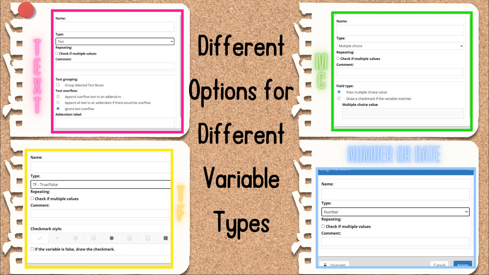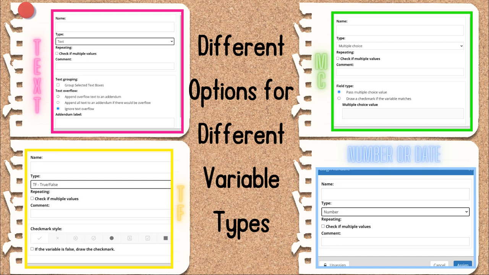Finally, we have multiple choice, shown here with the green surround in the upper right-hand corner of your screen. Multiple choice variables allow you to pass the actual value of the multiple choice variable or a checkmark. For example, you ask the user what their favorite color is. The options are pink, green, blue, and yellow. Two scenarios for the form then.